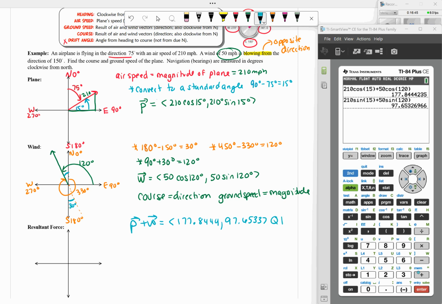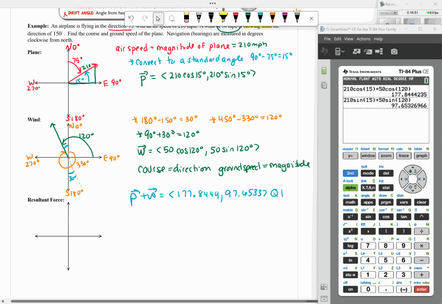So again, always good to look at what quadrant you're in to make sure that you don't need to change something when you're finding the direction angle. So this means that we are going over 177.8444 for the horizontal component, and the vertical component is 97.6533. So again, we're trying to find then the angle and the magnitude, which is the plane plus the wind. We need to find that magnitude.